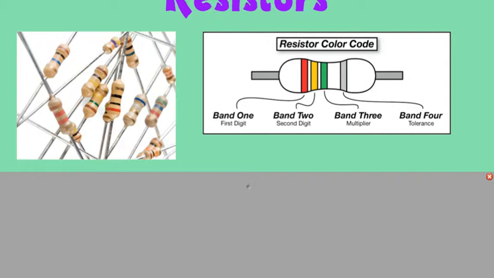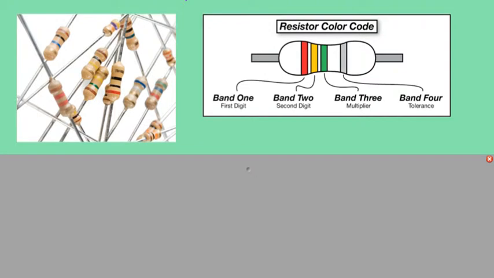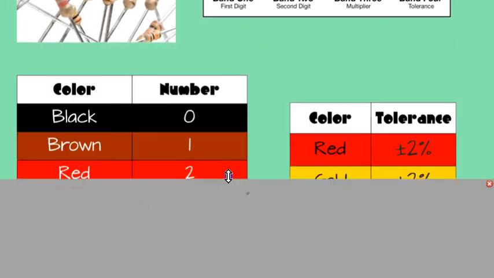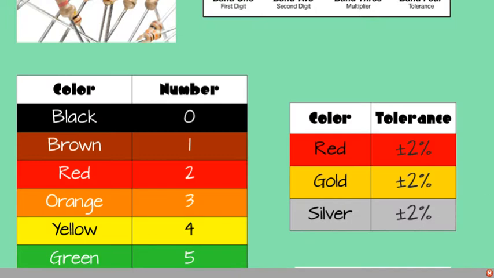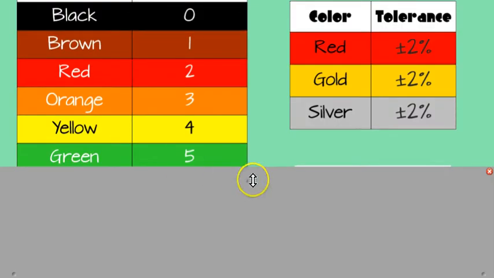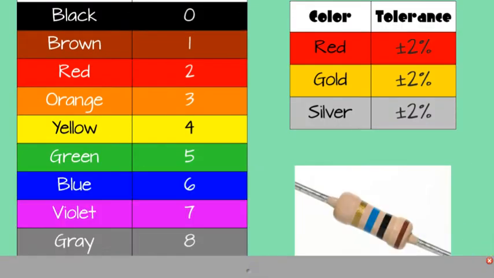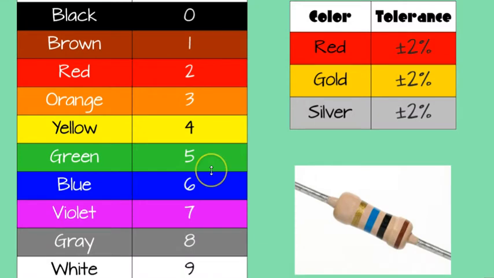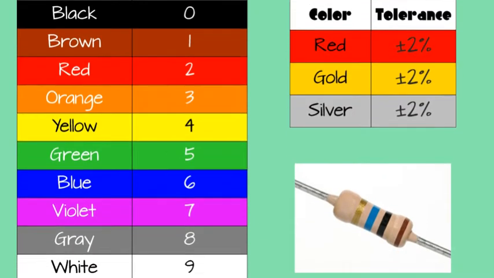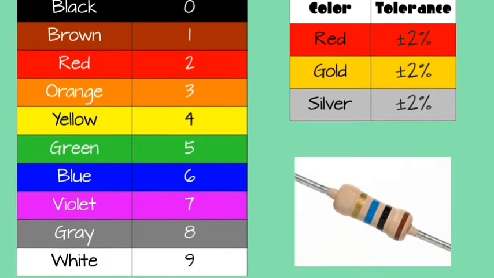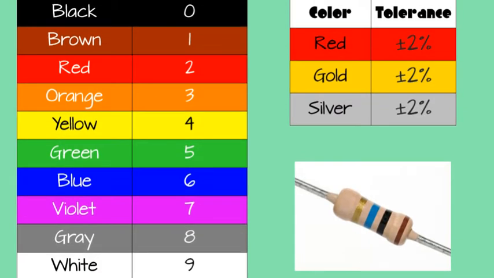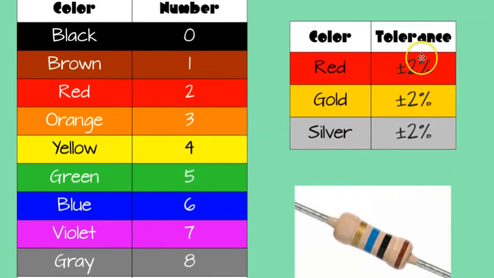Important in reading resistors is also a resistor color code, which will be given to you as you read resistors in this class. The resistor color code looks something like this chart that I have here. It has 10 different colors, and each color corresponds with a number. There's also a tolerance chart that we'll talk about in a moment.